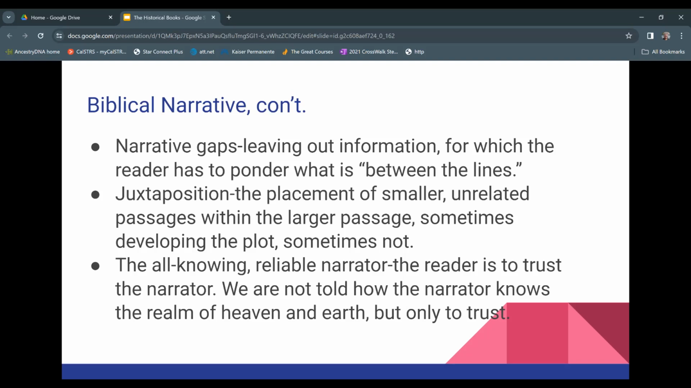The all-knowing and reliable narrator. The reader is just to trust this narrator. We're not told how the narrator knows what the facts are or where their knowledge comes from, but we are just told that the narrator knows the realm of heaven and earth, and just to trust that.